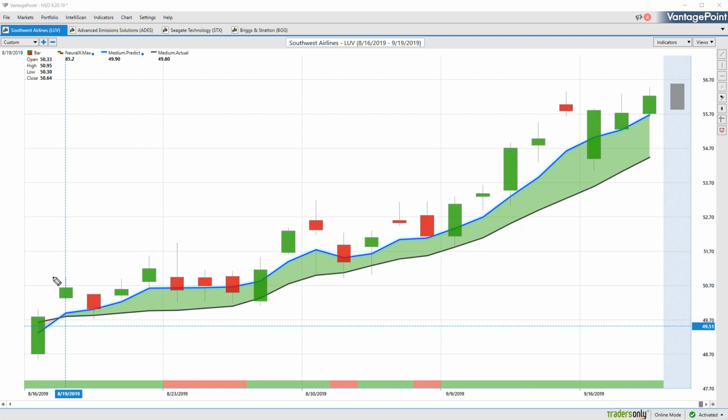Whenever that blue line crosses above the black line, it's suggesting average prices are expected to start moving higher, and you therefore want to get long the market. In addition to that predicted moving average, there are other indicators here that are also derived via that neural network process, most notably the predicted neural index at the very bottom of the chart.